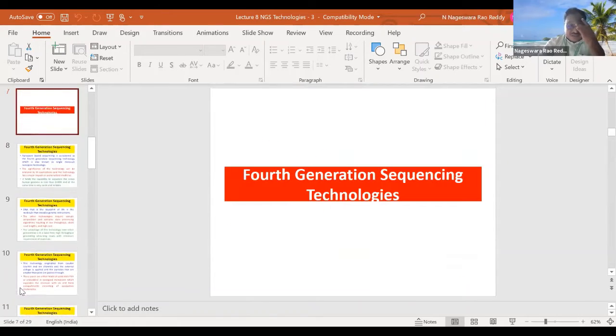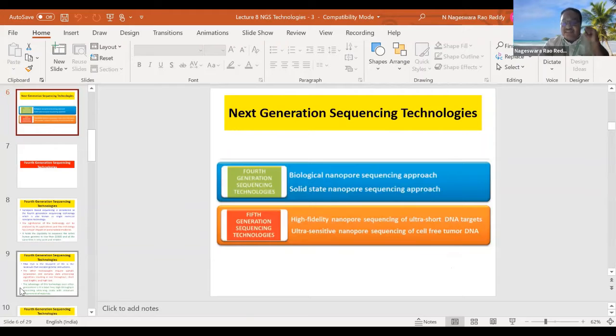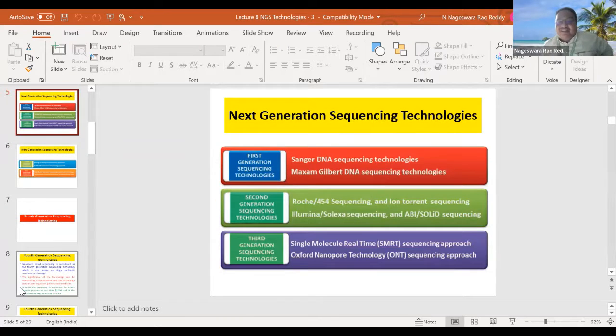Okay. So what we have seen in third generation is that we have two technologies which are available for generation of sequencing data. The first one is single molecule real time sequencing approach, and the second one is Oxford nanopore technology. Both of them were real time. We don't have any methodology to first record and then later deduce the sequence. Here the sequence is directly given as an output.